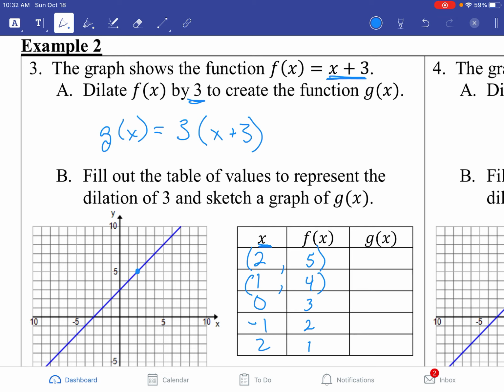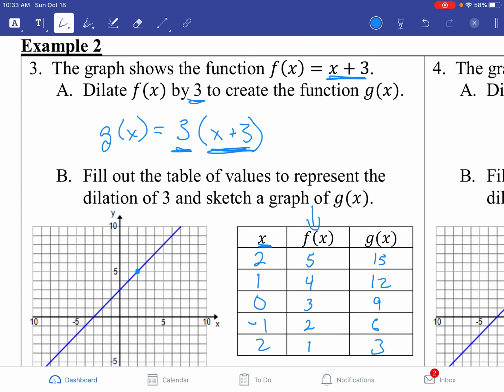Okay, but now we're going to make our new function g of x. So what we're going to do is take the values of the f of x, which is right here, and multiply them by 3. So we're going to take this column, 5, 4, 3, 2, 1, and multiply all those numbers by 3 to get our new values for g of x. So 3 times 5 is 15, 4 times 3 is 12, 3 times 3 is 9, 3 times 2 is 6, and 3 times 1 is 3.